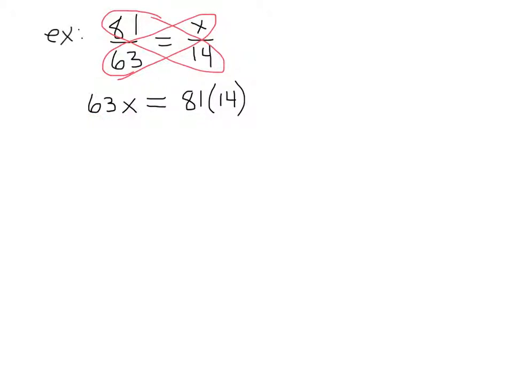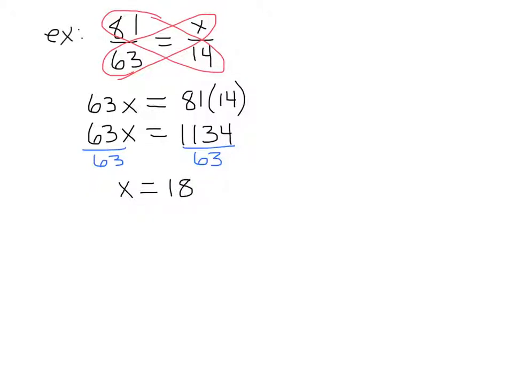All right, let's figure this out. So 63 times x is just 63x. 81 times 14 is 1,134, and I know that these two have to be equal. So how do I get x? Well, I just solve this equation. We've been solving for about 2 months. The opposite of multiply is divide. So I'll divide by 63 on both sides. Since it's an equation, it has an equal sign. And I'll get x is 18.